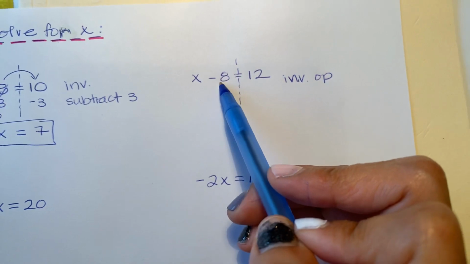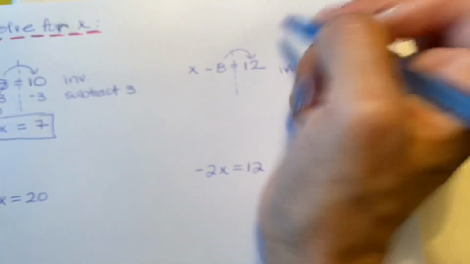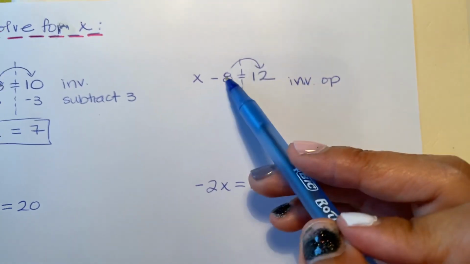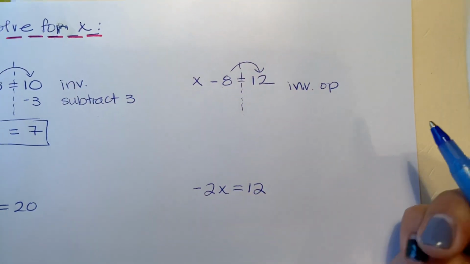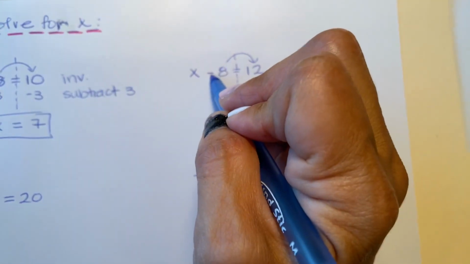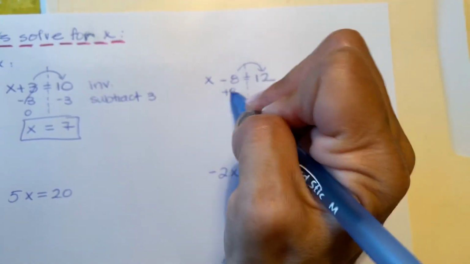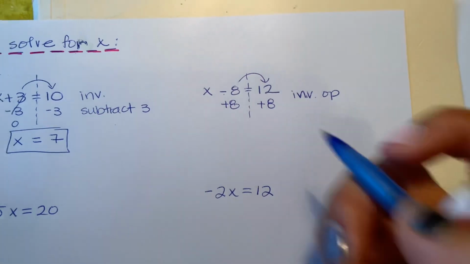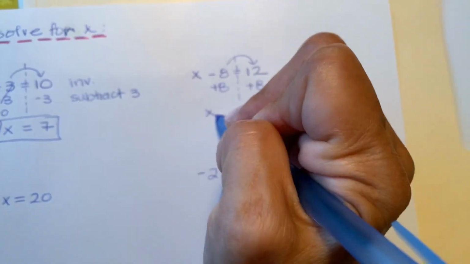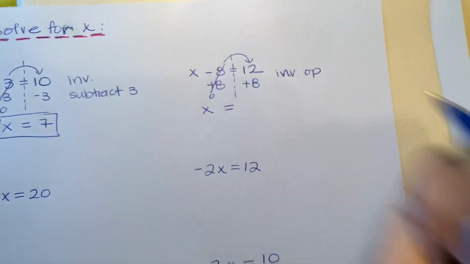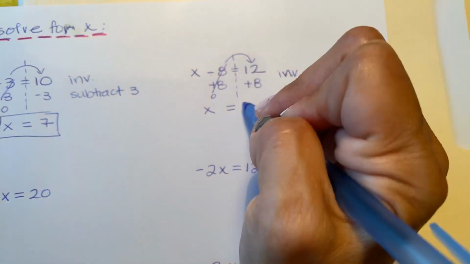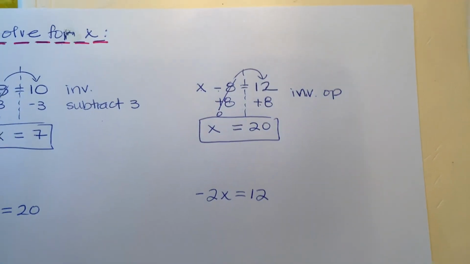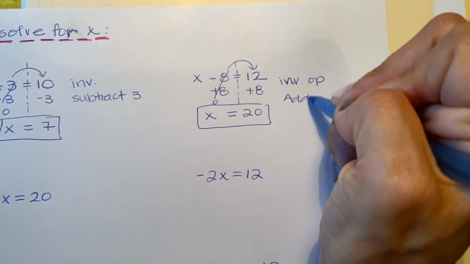And so this negative 8 needs to come over here. But if I'm going to jump that dashed line, or jump the equal sign, or move from the left to the right, you've got to change the sign. So if this is negative 8, positive 8, positive 8. And so now what do I have? X, this is 0, equal sign, and what's 12 plus 8? 20. And there's my answer. Right? So here I added 8.